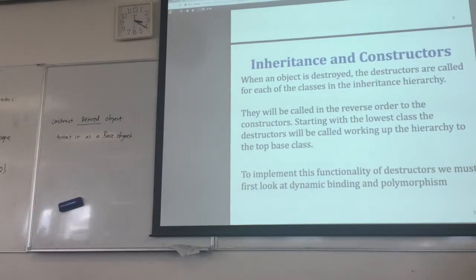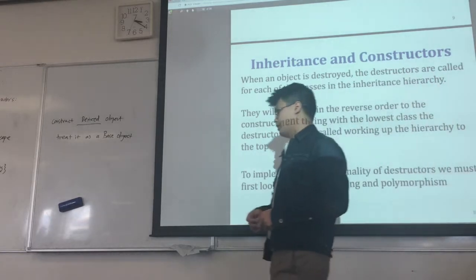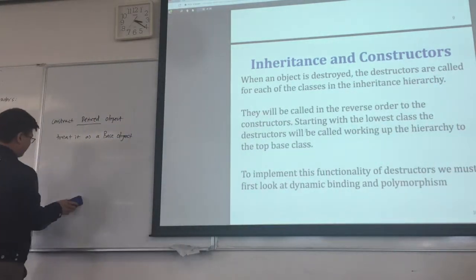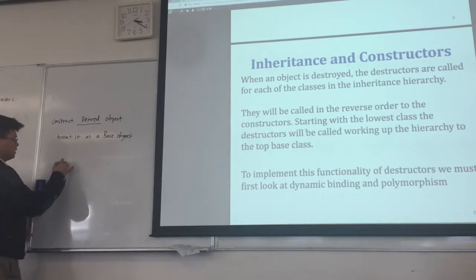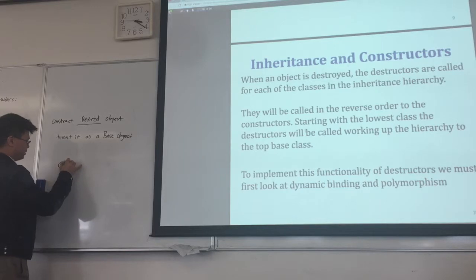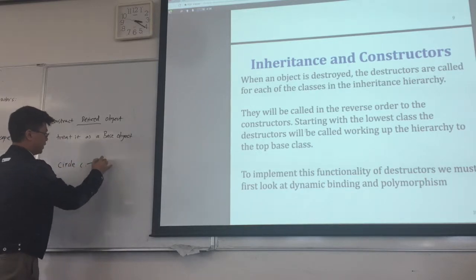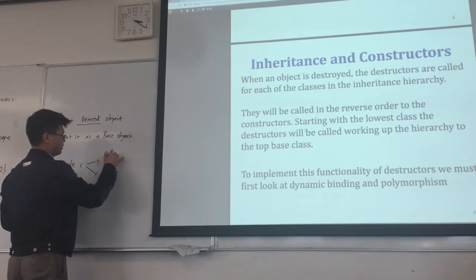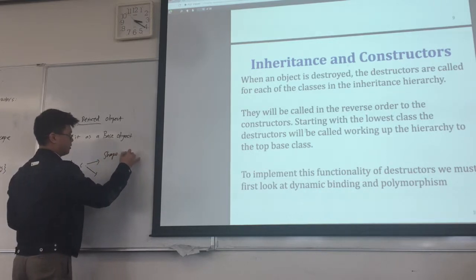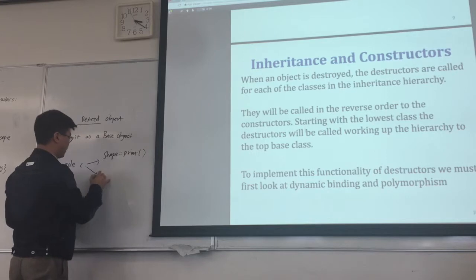dynamic binding. Binding is basically tying the name of a function to the address of the function in memory. When you have a C object, a circle object, it actually has 2 print functions. It will have shape print, and it will have circle print.